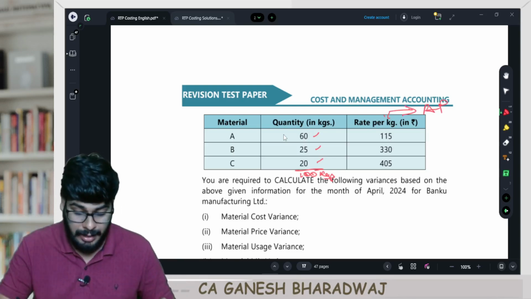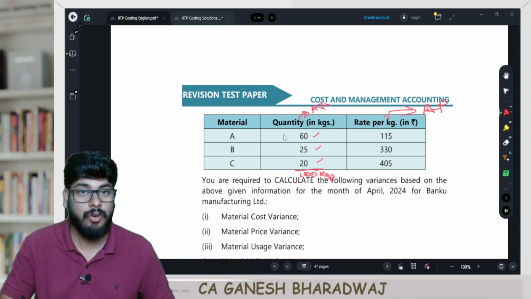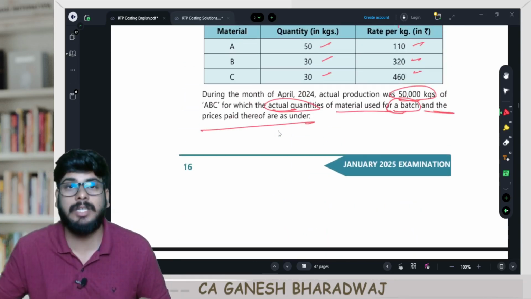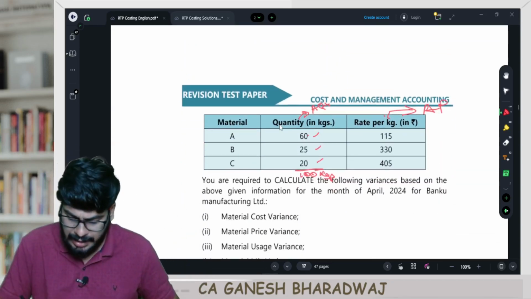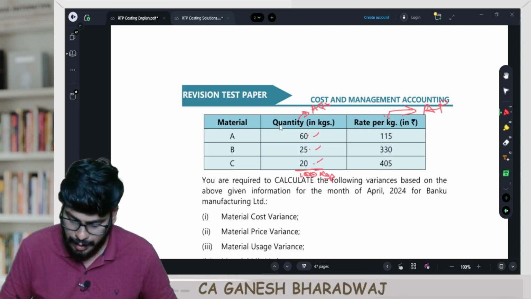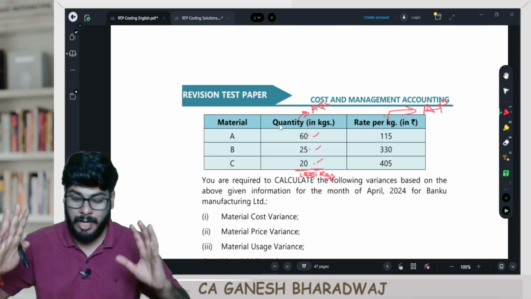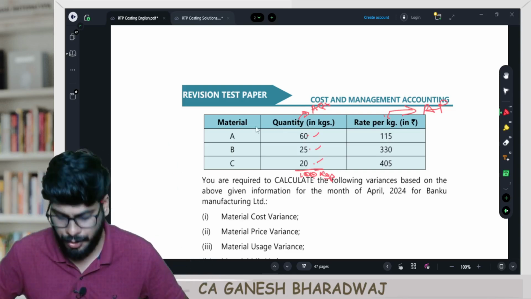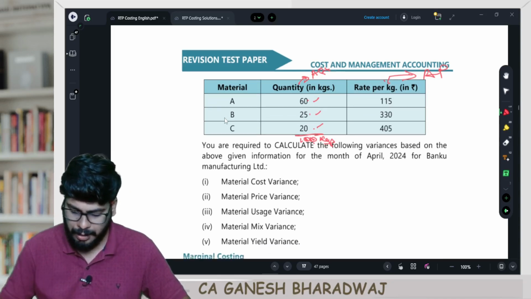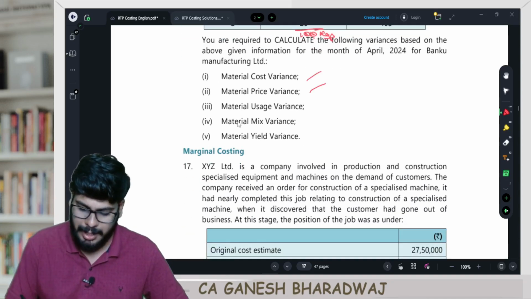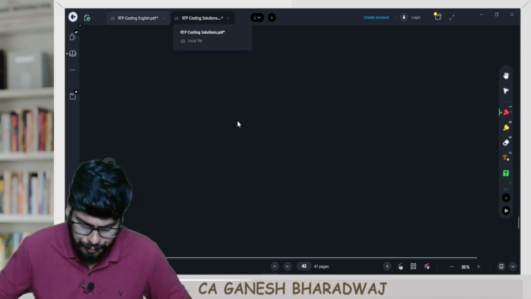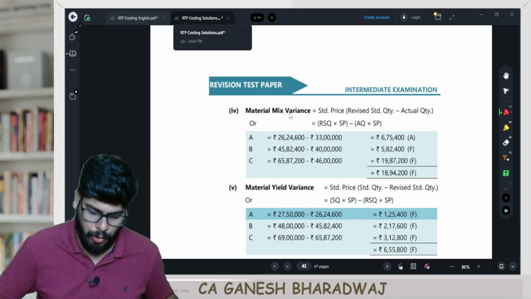But be very clear, guys, this is not the actual quantity. This is the actual quantity for 100 units of output. How much will it be for 50,000 kgs of output? Very, very simple. 60 divided by 100 into 50,000, 25 divided by 100 into 50,000, 20 divided by 100 into 50,000. If you do it, you will get the actual quantities. Are you clear with this? Next, you are required to calculate the following variances from the above information of the month of April. So material cost variance, price variance, usage, mix and yield variance. Fine. Very, very simple.